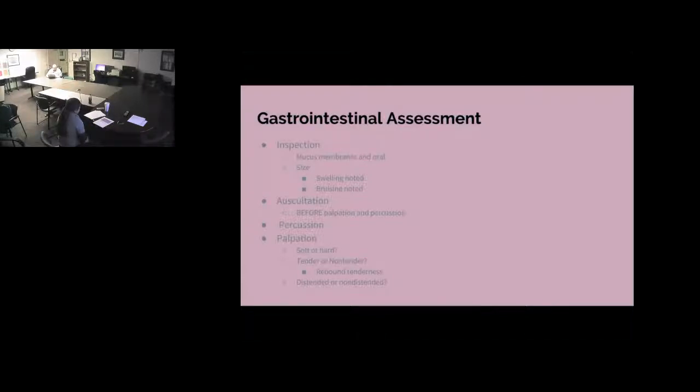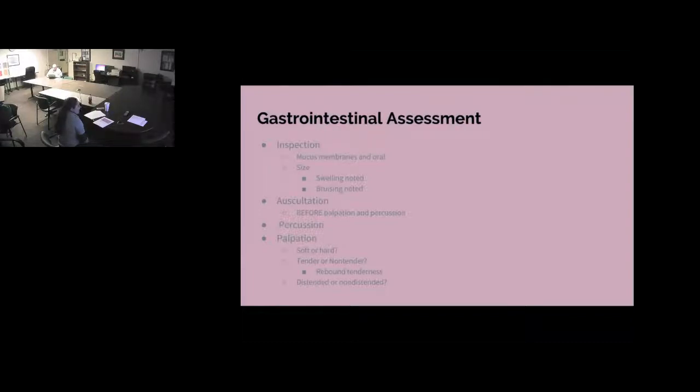Gastrointestinal. You inspect the mucous membranes in the oral cavity. They should be wet. They shouldn't be dry, without lesions. If they're dry, they could mean dehydration. Make sure there's no blood. You'll want to note if there's any swelling or bruising.